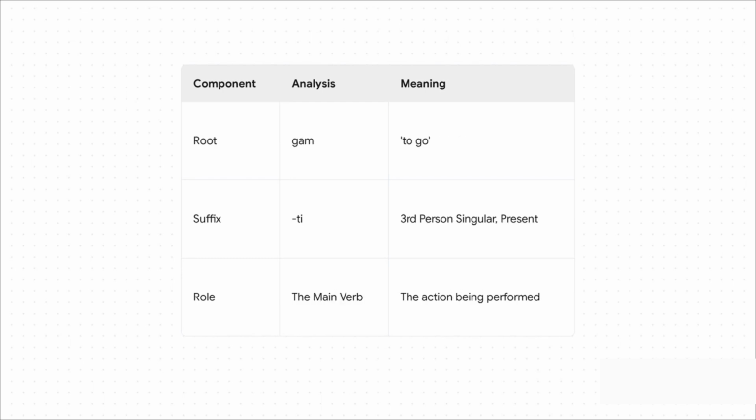Period. Okay, so what about the verb gacchati? How does it know it belongs to Rama? Well, its root, gam, means to go, and its ending, ti, specifically tells us the action is being done by a third-person singular subject, right now. See? It's a perfect match for our subject, Ramaha. They're basically made for each other.